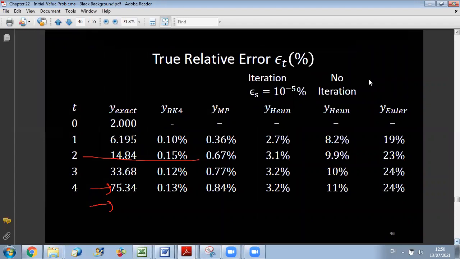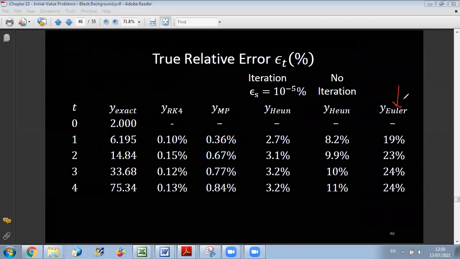Okay, so now if we want to have an overview of what we did, we repeated the same problem using several methods. First, we used Euler method. Then, if you do Heun's method without correction, this is what you obtain. If you do Heun's method with a stopping criterion of 2%, this is what you obtain. If you use the midpoint method, this is what you obtain. And if you use the RK4 method, these are your results. So you can estimate the true relative error for the different methods.